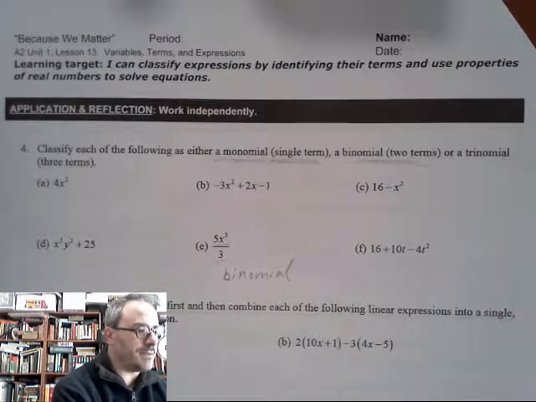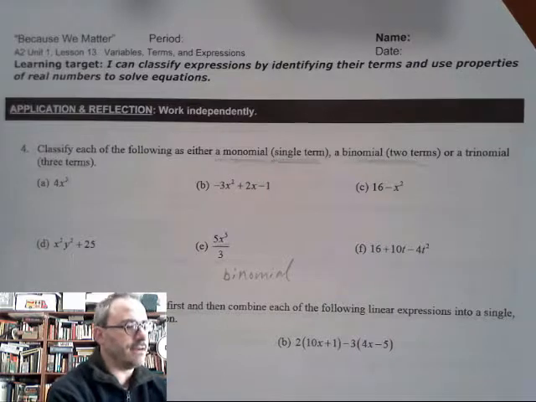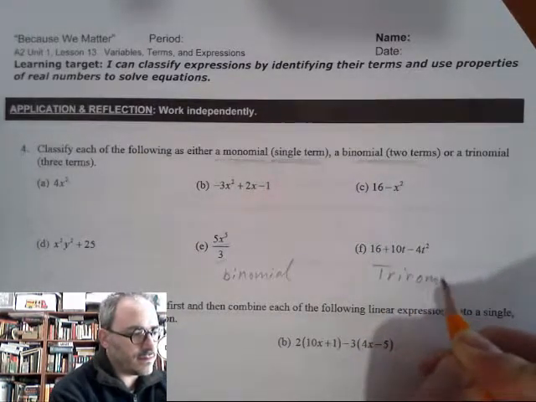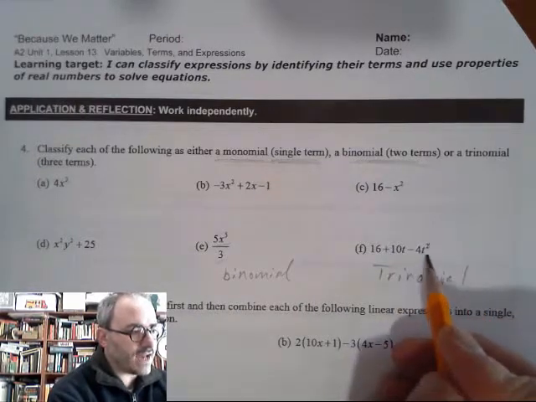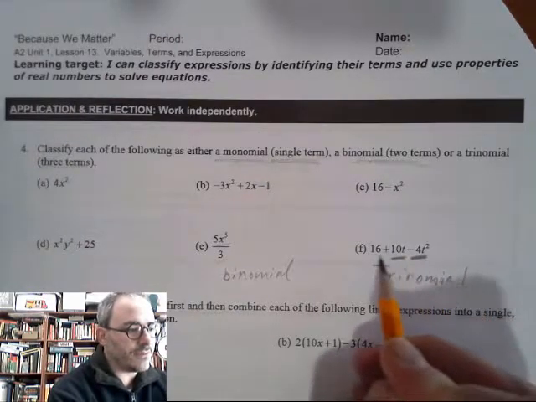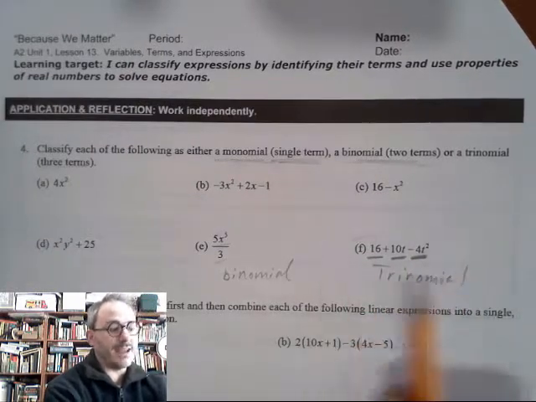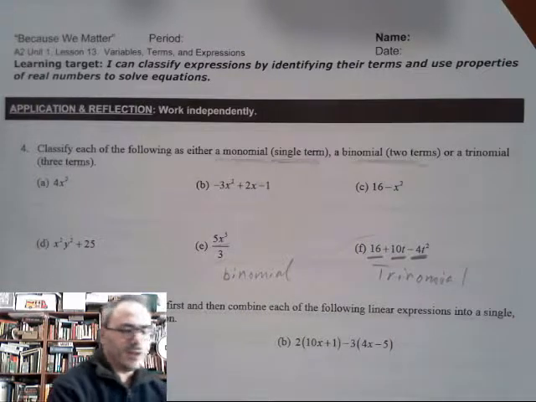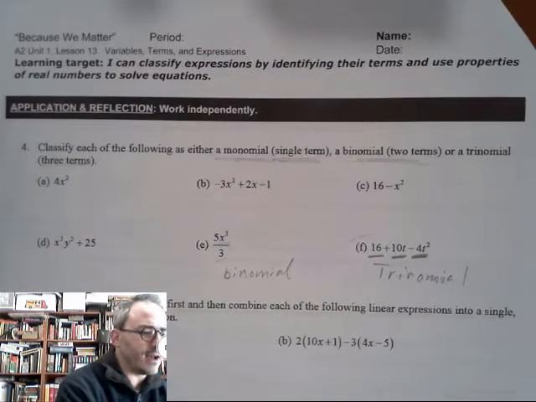All right. Let me do another one. This one here is a trinomial. Why? Because I have one term here, one term there, and one term there. The whole thing is an expression. Make sure we use our vocabulary words correctly. You do the rest for that check for understanding.